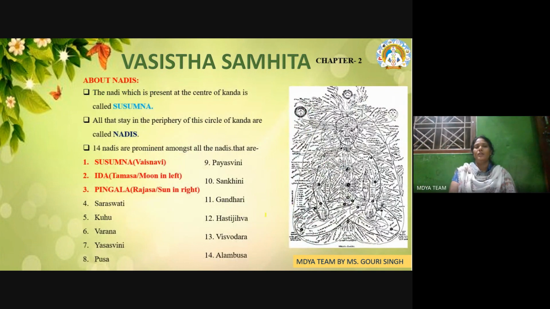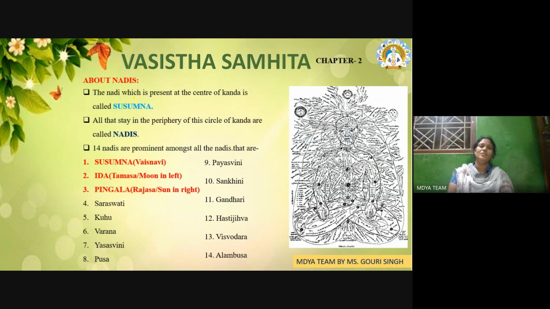Next, linking with the Kundalini Shakti, now about the nadis, what Vasishtha is telling about the nadis. Here I am showing a picture. All the nadis are here inside the body. Total 72,000 nadis. Don't be confused. Only know that the nadis are in this way. So let's see what Vasishtha is telling about the nadis.